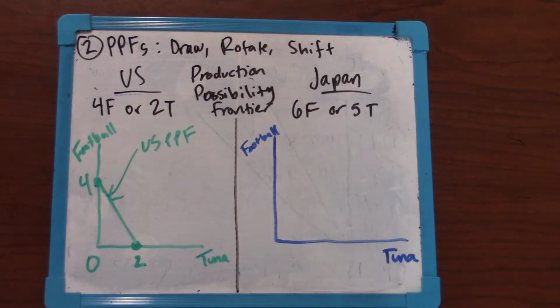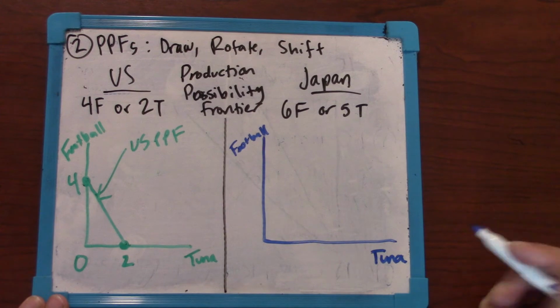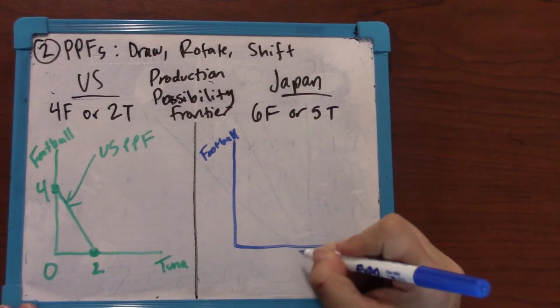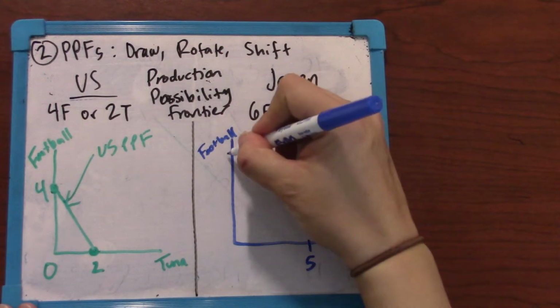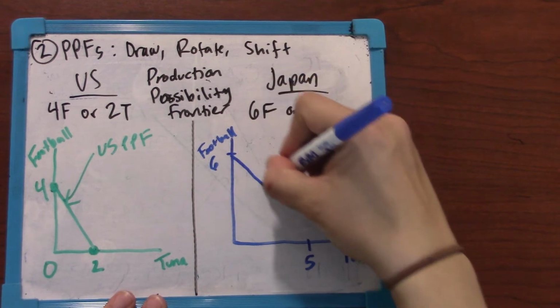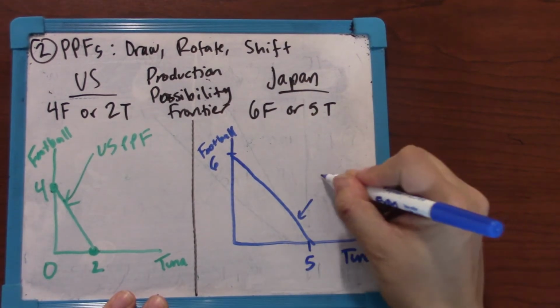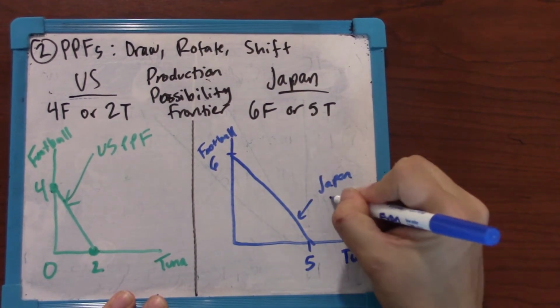Simple enough. Very similar to the budget constraint in that it's showing us possible combinations of the goods, but these are not possible combinations in consumption, given your income. These are possible combinations in production, given your resources. Japan, they can make 5 tuna or 6 football games. This is the Japanese PPF.